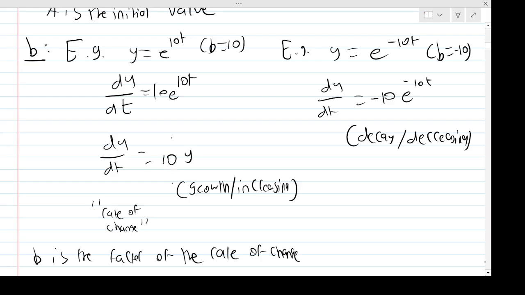Is it positive or is it negative? That'll tell me if it's increasing or decreasing, so if the value is going up or if it's going down, or something like that.